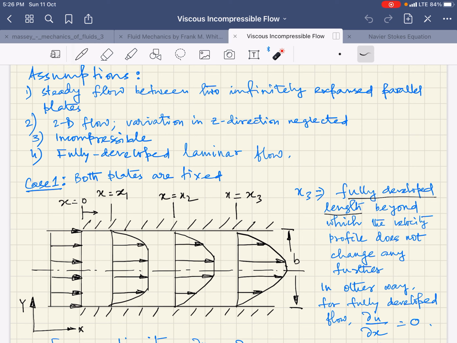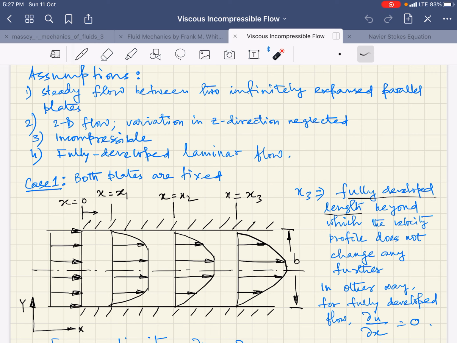Further, we consider the flow to be incompressible, as by the heading it is viscous incompressible flow. So even if it is not mentioned in any case that the flow is incompressible, under this chapter, under this topic, all the flows are considered to be incompressible. That means the density is not going to change, and it is fully developed laminar flow. So these are the four major assumptions in the case.